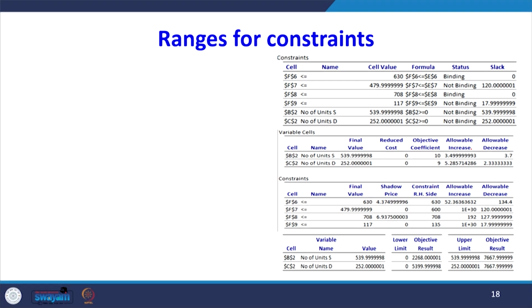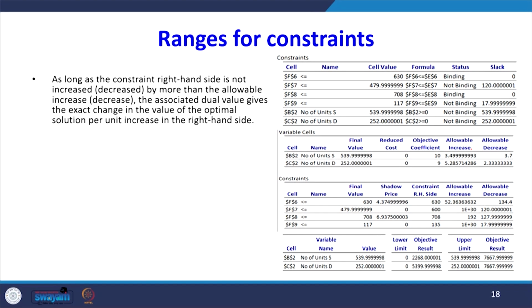Then we will go for range of constraint. This is called range of feasibility. So, where is the range of constraint? You see this one. For example, the first constraint, the right hand value is 630, allowable increase is 52, allowable decrease is 134.4. As long as the constraint right hand side is not increased or decreased by more than the allowable amount, the associated dual value gives the exact change in the value of the optimal solution per unit increase in the right hand side. What is the meaning of this?